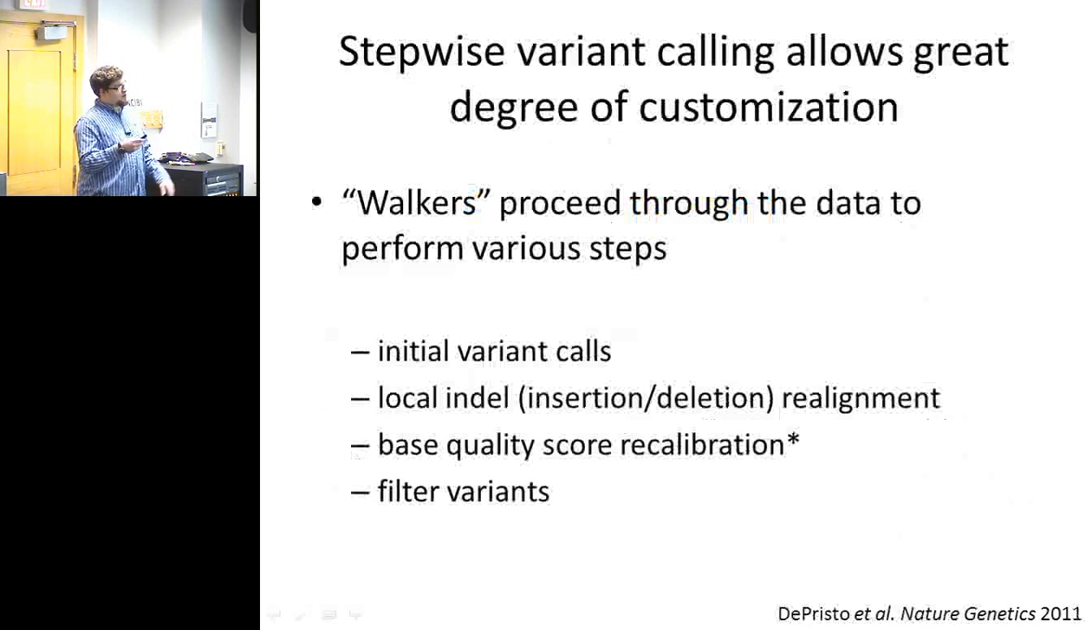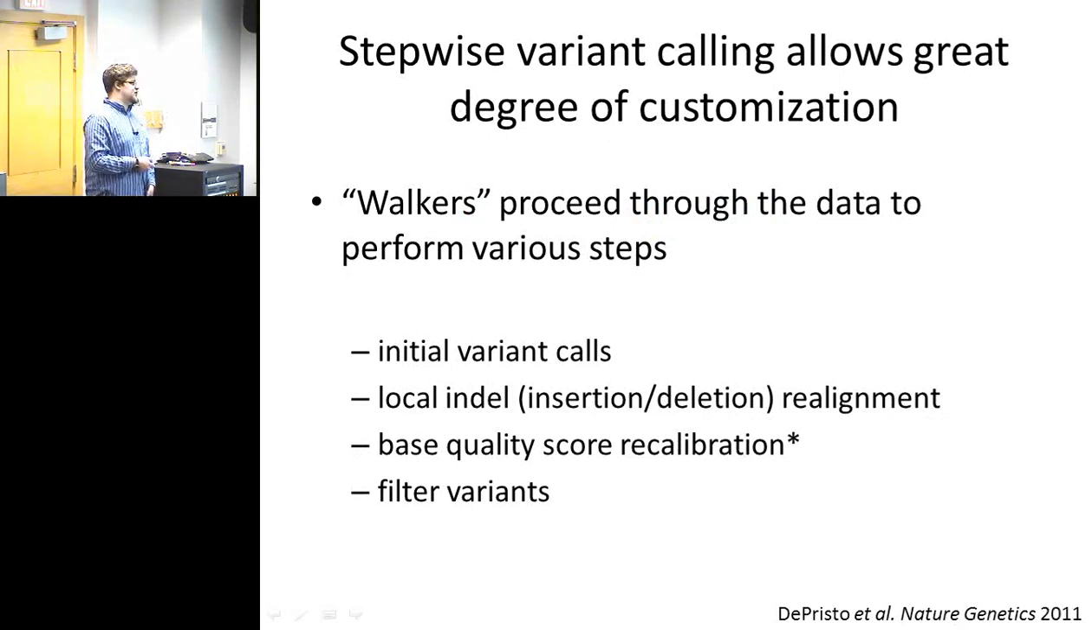So this degree of customization also highlights the stepwise variant calling that GATK goes through. In particular, these individual modules that are calling variants or making changes to the data are known as walkers. And they proceed through the data to perform various steps, a couple of which I'd like to highlight for you today. In particular, how the initial set of variants are determined.